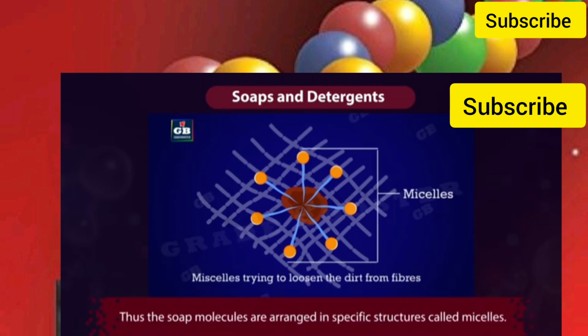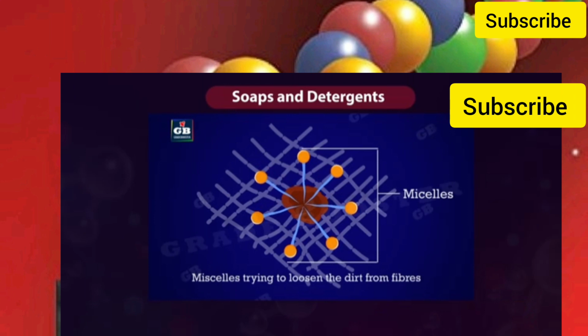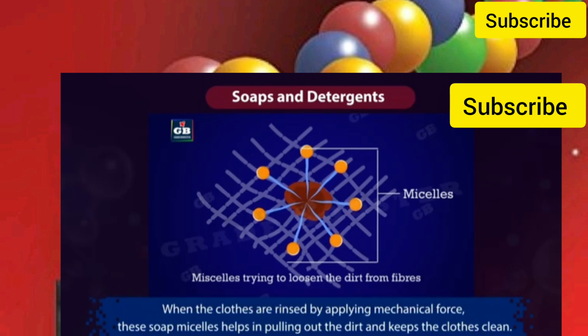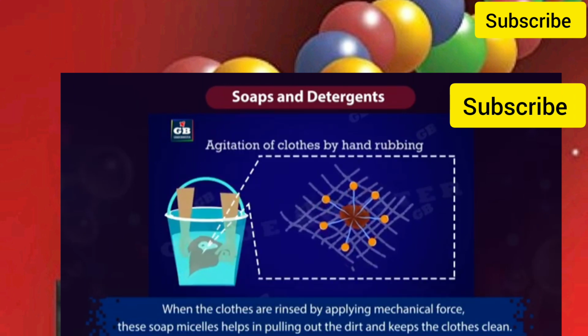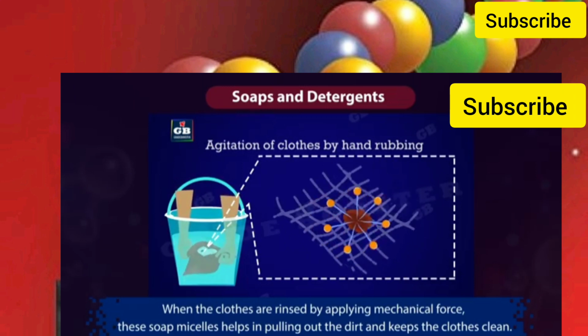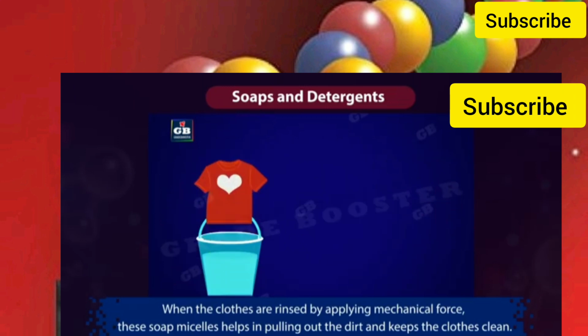Thus the soap molecules are arranged in specific structures called micelles. When the clothes are rinsed by applying mechanical force, these soap micelles help in pulling out the dirt and make the clothes clean.